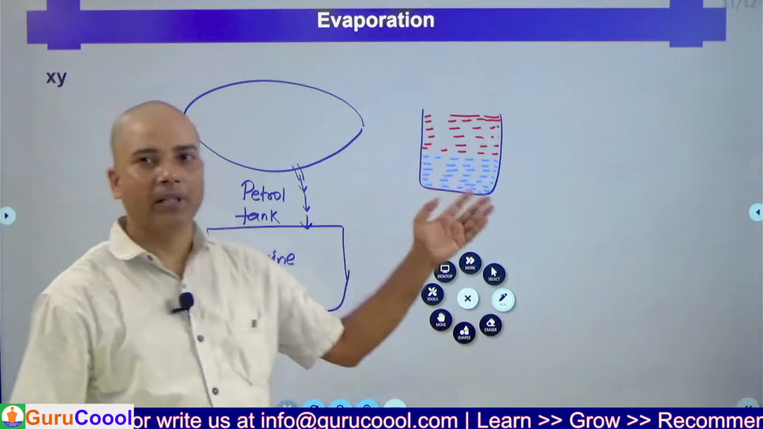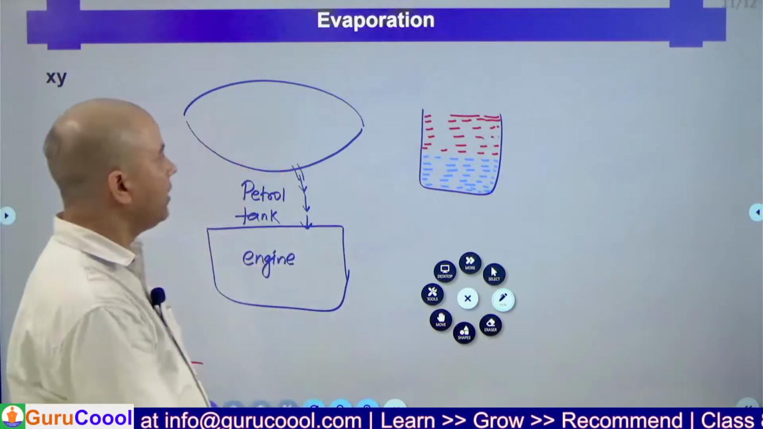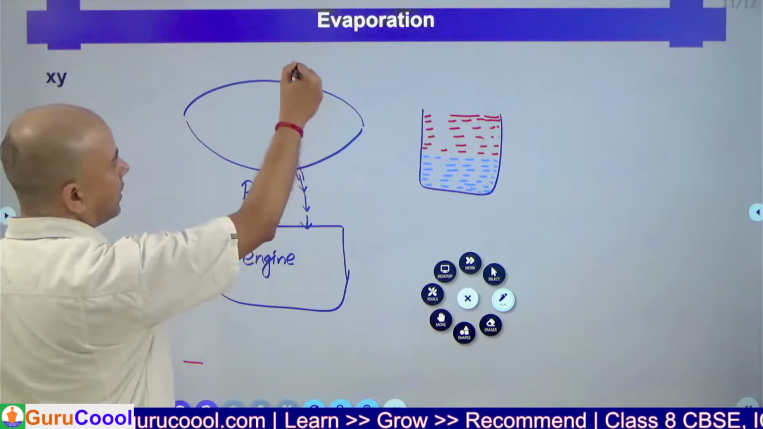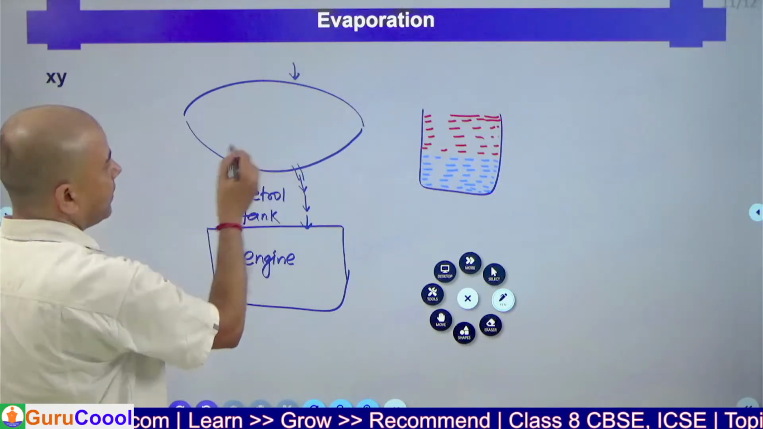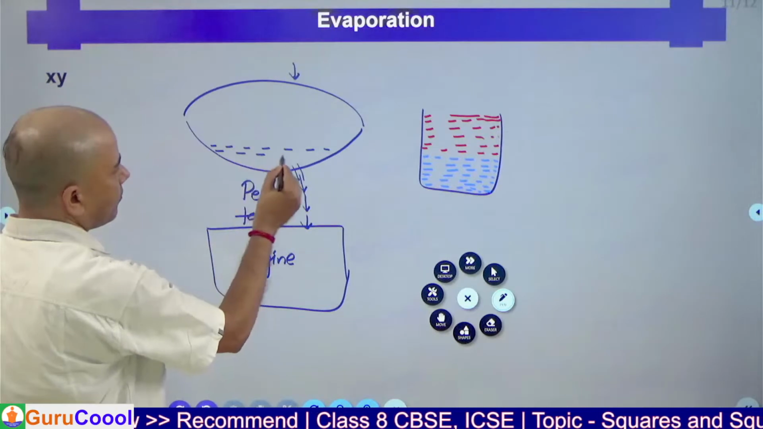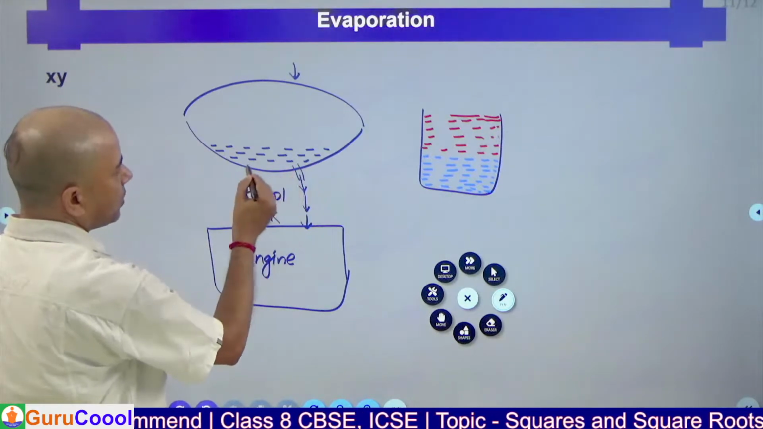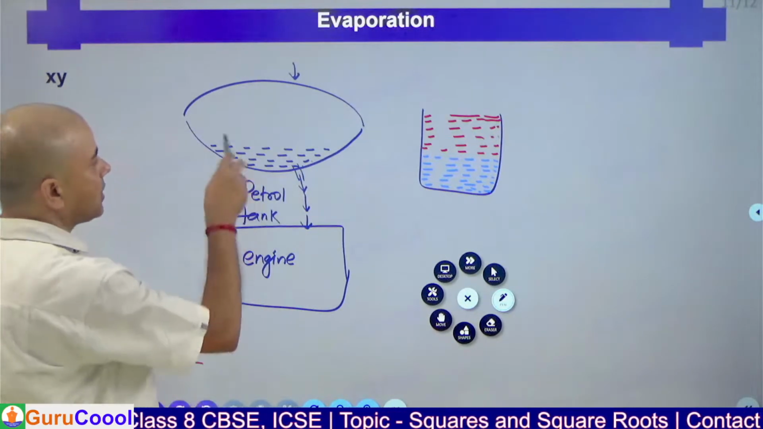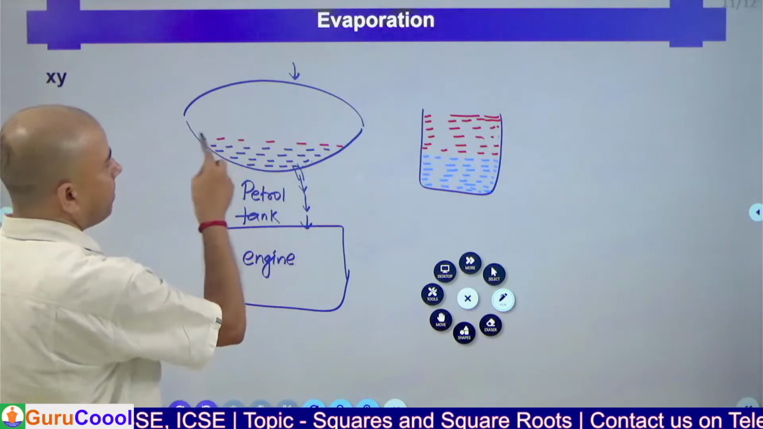They never mix. So when in my petrol tank rainwater came, water comes in the bottom here because of higher density. Petrol goes up.